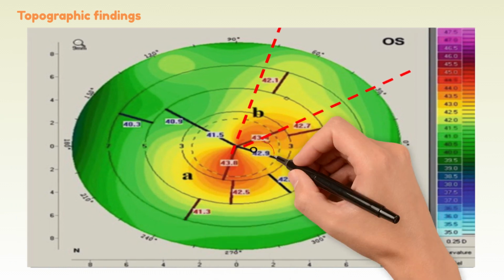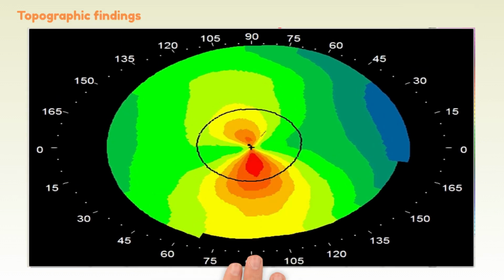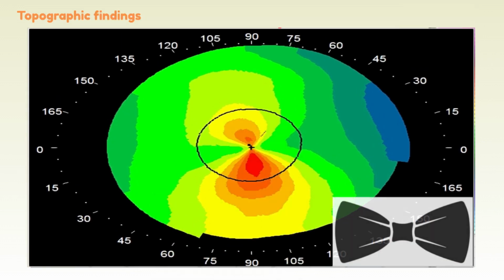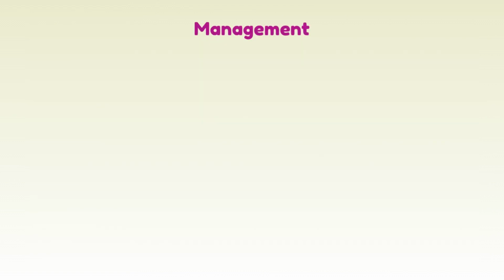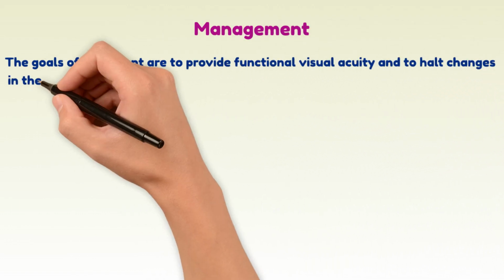Increase in inferior to superior ratio more than 1.2, which is calculated as the difference between inferior and superior dioptric values in two opposing points. The typical topographic pattern in keratoconus is asymmetric bow tie, but it's not pathognomonic of keratoconus, and it's ultimately lost as disease progresses. The goals of treatment are to provide functional visual acuity and to halt changes in the corneal shape if progressing.